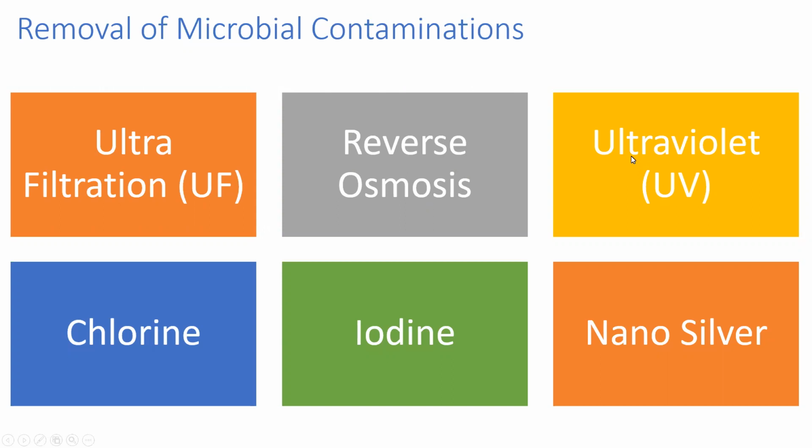Ultraviolet, UV, disinfects water. Chlorine oxidizes whatever organic material is there, including bacteria and viruses. Iodine, again, is an oxidizing agent. It does the same thing. Nanosilver, again, is an oxidizing agent. It does the same thing. However, chlorine is much faster than iodine and nanosilver.